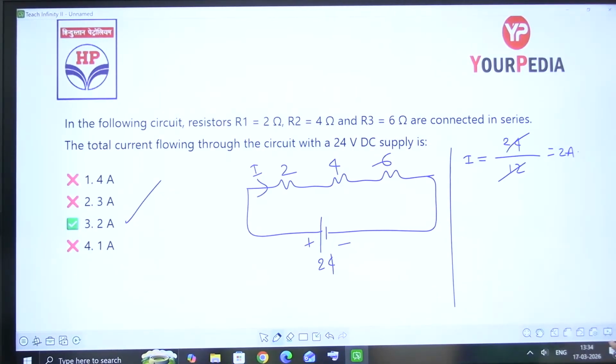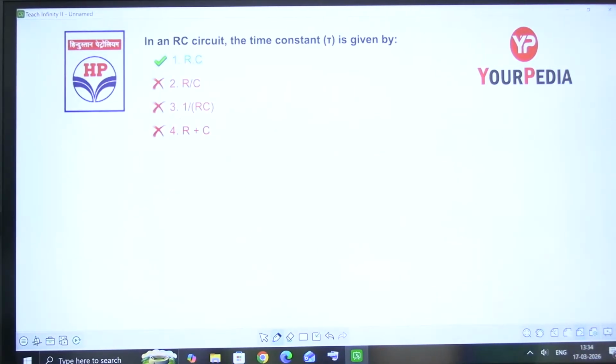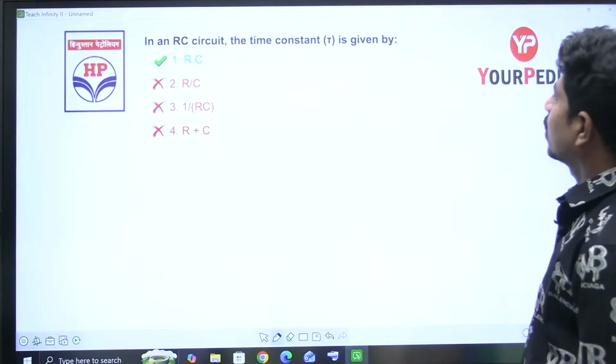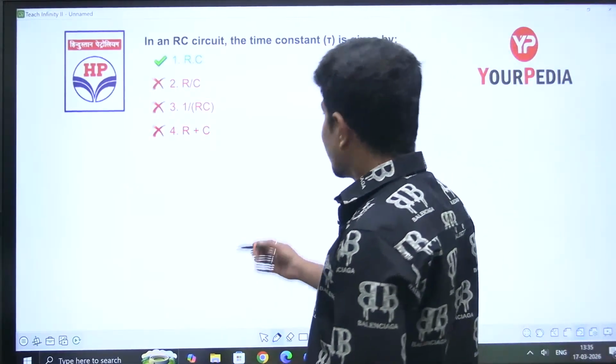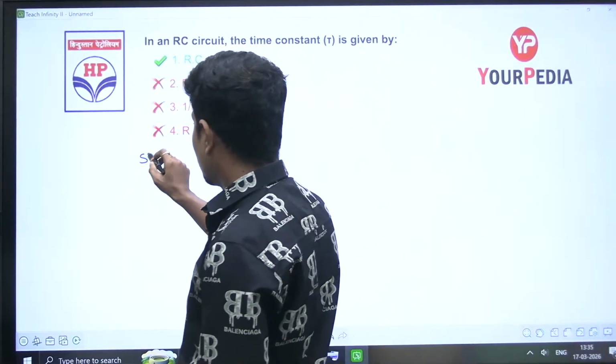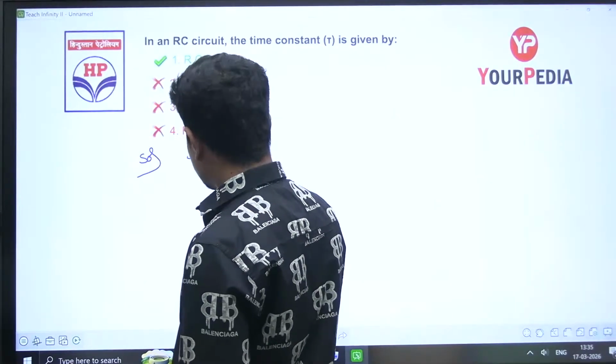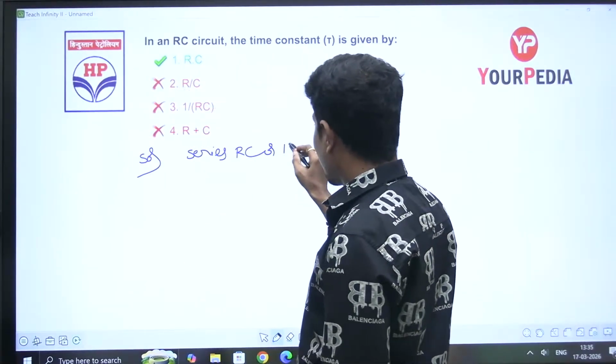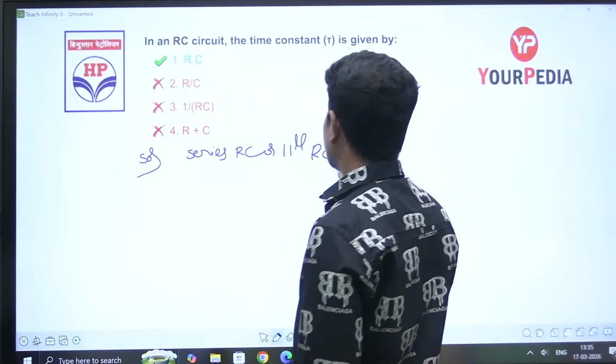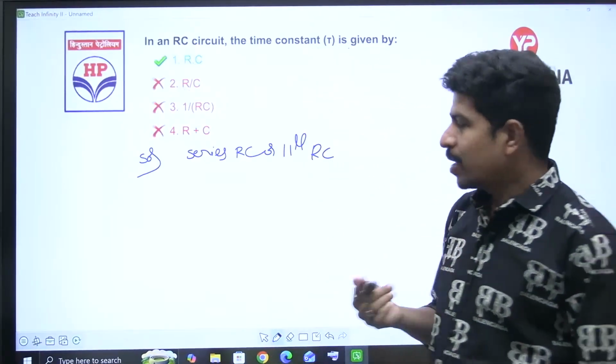Okay, next question. Try it. This is also a direct theory question. In an RC circuit, the time constant T is given by... Here we learn one important point. It may be a series RC, a parallel RC, or any RC circuit.